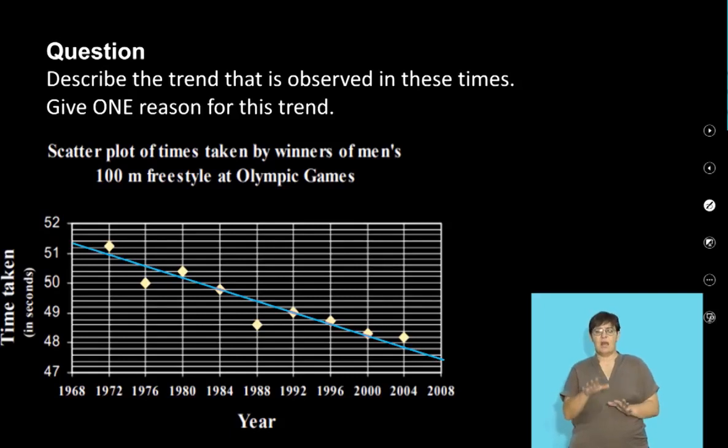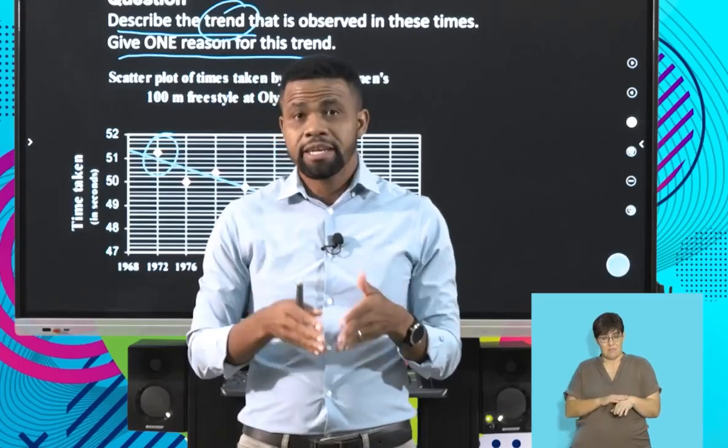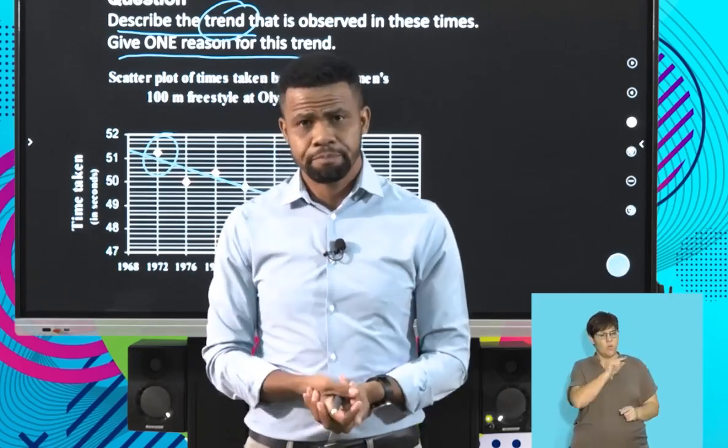Okay, so here, describe the trend that is observed in these times. Give one reason for this trend. So what is a trend? What does a trend mean here? We can see that every year, on average, the men's swimming team is getting better and better. They're reducing their time if we compare from 1972, which is actually the highest. And if you look at 2000 to 2004 there, they're taking less time to finish the 100-meter. What could be the reason?